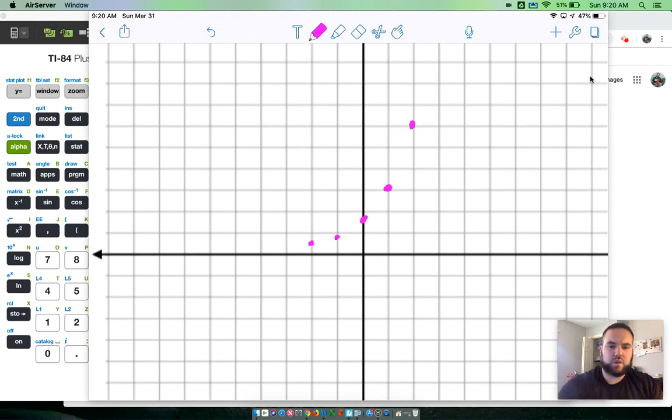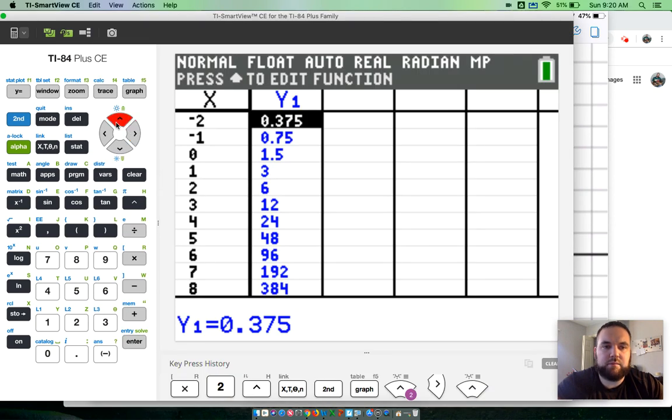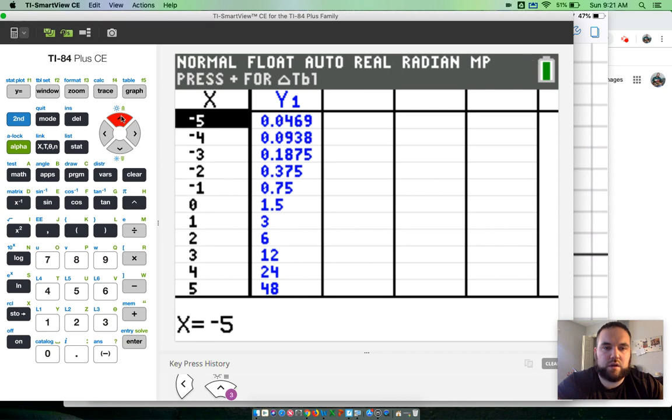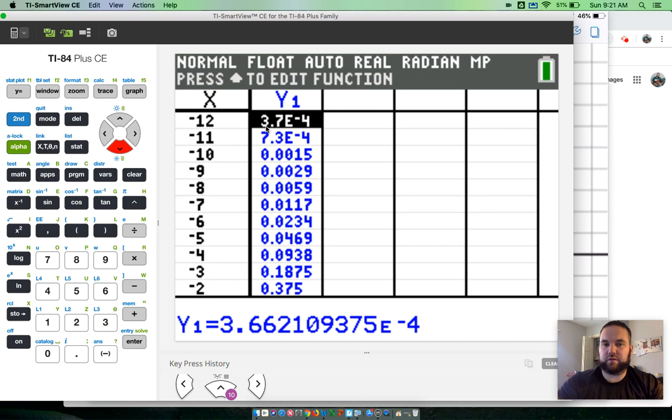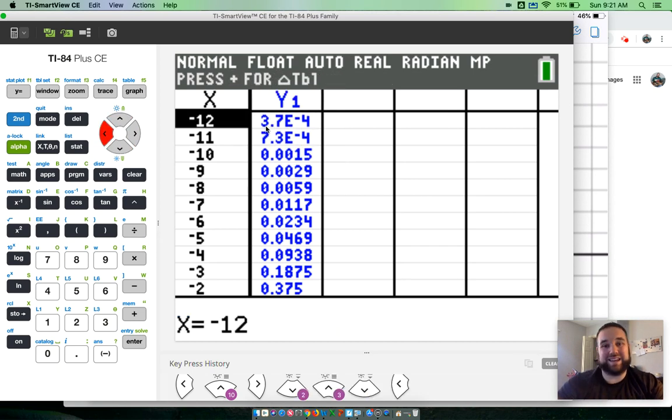One interesting thing, if you look back at the calculator real quick, if I were to keep going backwards, negative 3, negative 4, negative 5, you see these numbers are getting smaller and smaller until it turns into scientific notation because it's such a small value. But you could keep hitting up and up forever, and the y value will never be negative. It's a very, very small value, but it's not negative.